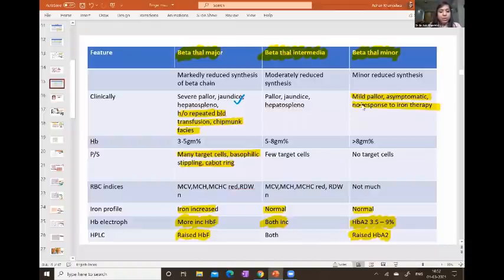The other thing you need to know to differentiate between these thalassemias is the iron profile. Of course, if you give blood repeatedly to the patient, the iron levels will be raised.